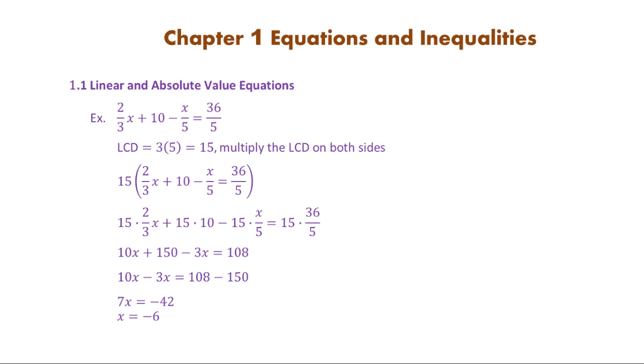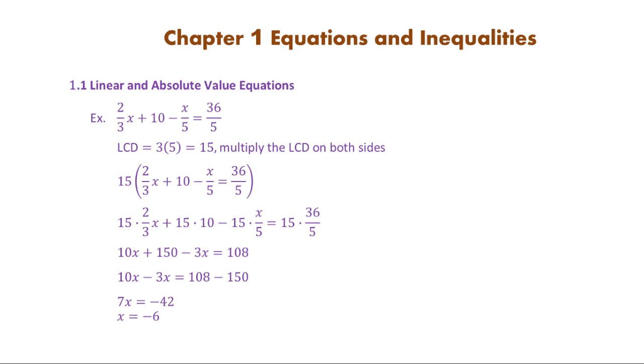That's one method, but a more frequently used method is to actually get rid of the fractions first. And that makes the process a little easier and cleaner, because once you get the fractions cleared up, then everything is just integers, and it's more straightforward. So in this example, we need to solve 2/3 x plus 10 minus x over 5 equal to 36 over 5. So we got 3 fractions in here, and the denominators are 3, 5, and 5.